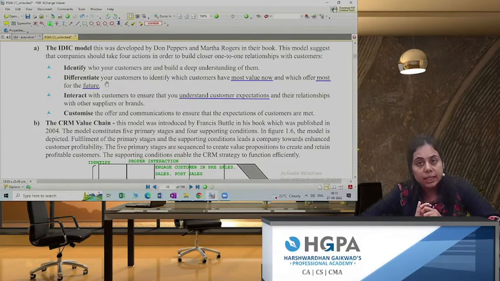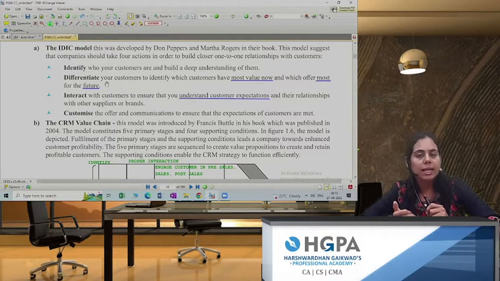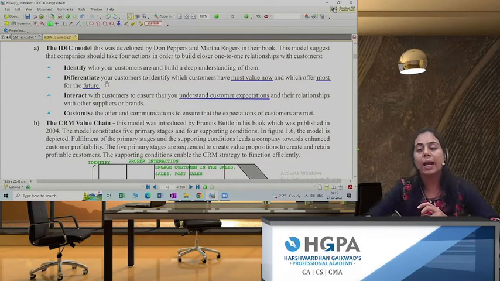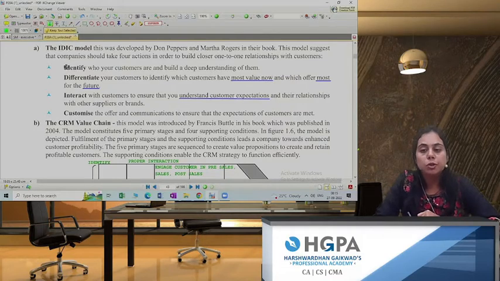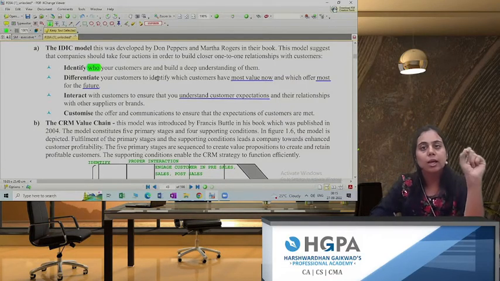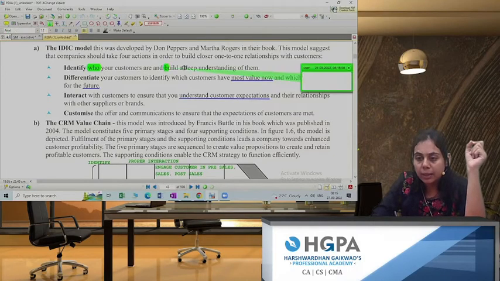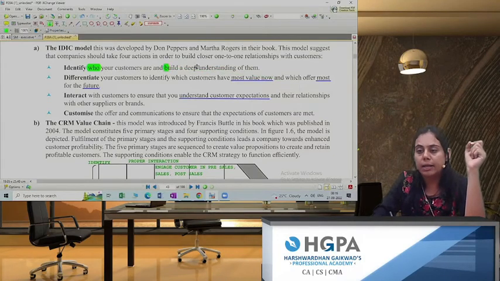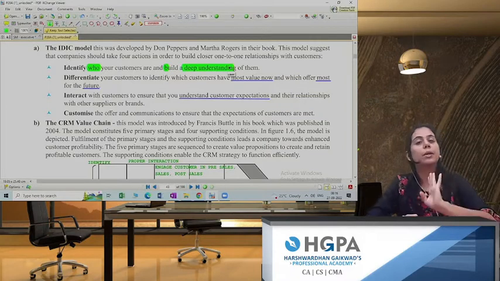The next is I, interact. We need to interact with the customer, understand the expectations, and accordingly customize the product that we are supposed to give. So the first point is identify, who your customer is, and after that develop and build a deep understanding about them. It's very important.